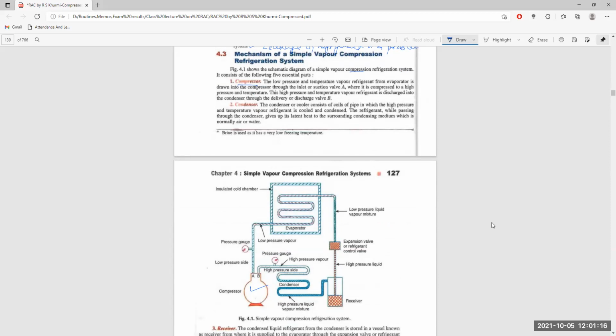So here we have low pressure vapor refrigerant, not liquid refrigerant, which is drawn in by the compressor at section A. It is then compressed to high temperature and pressure and discharged from the compressor at B. Then it goes to the condenser in a vapor condition, where it is condensed and converted to liquid, thus releasing heat to the condenser.